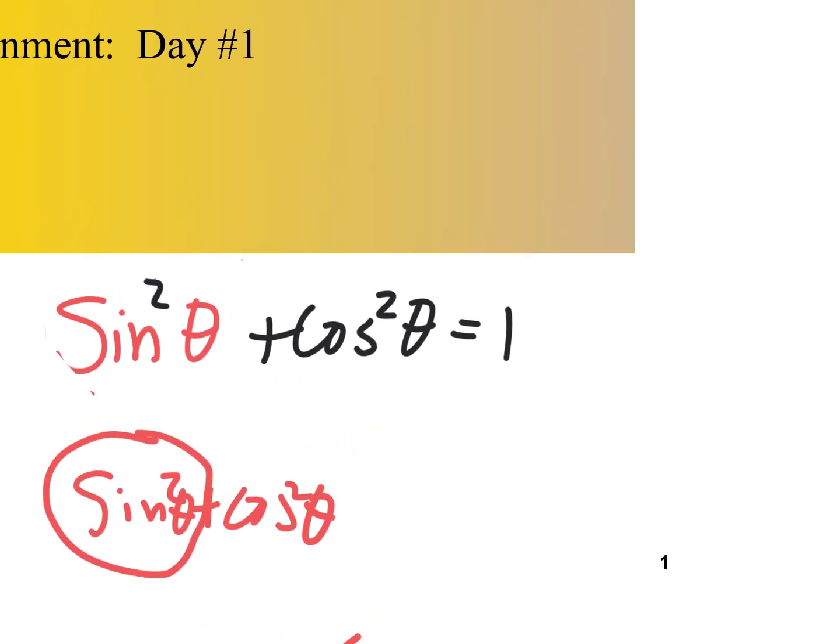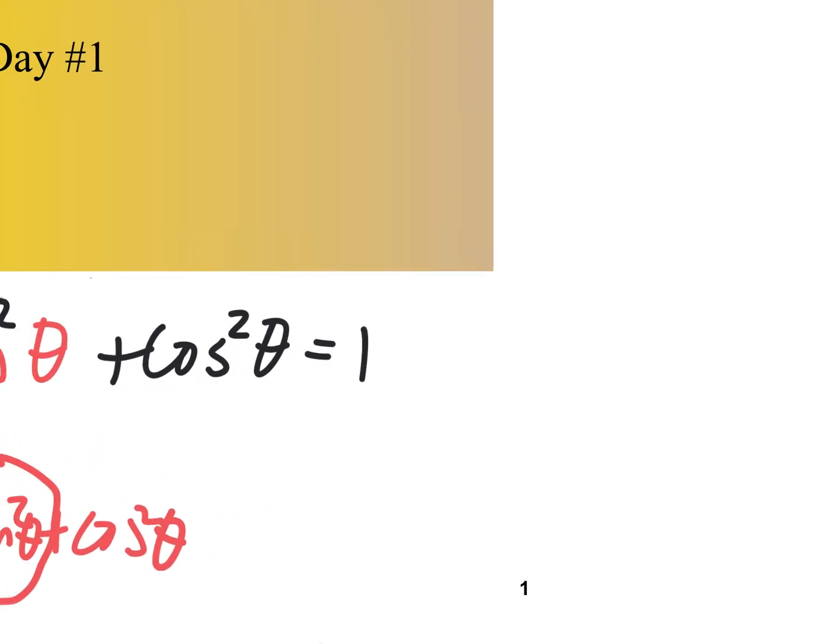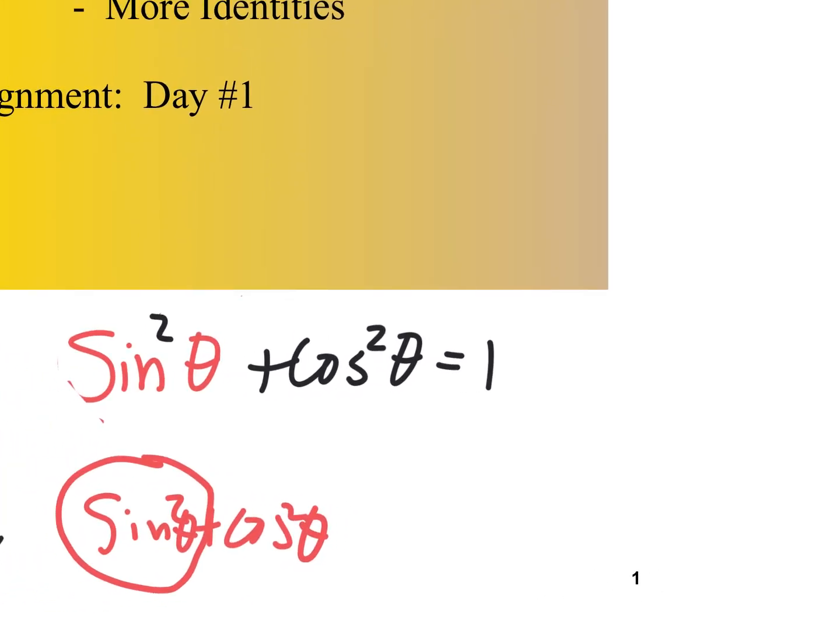I saw one of those nerd t-shirts, and it said, I think you're sine squared plus cosine squared. I think you're the one. Get it? Okay, anyway. All right.